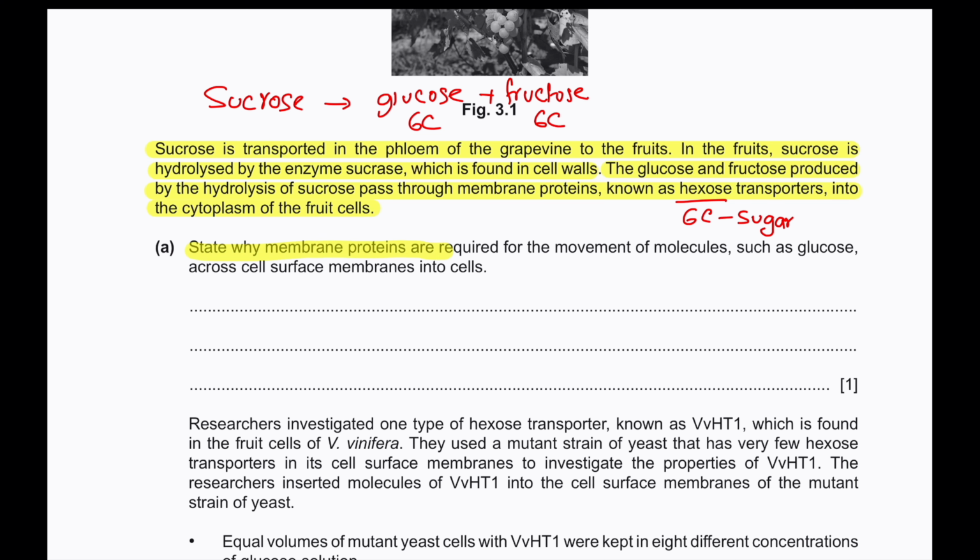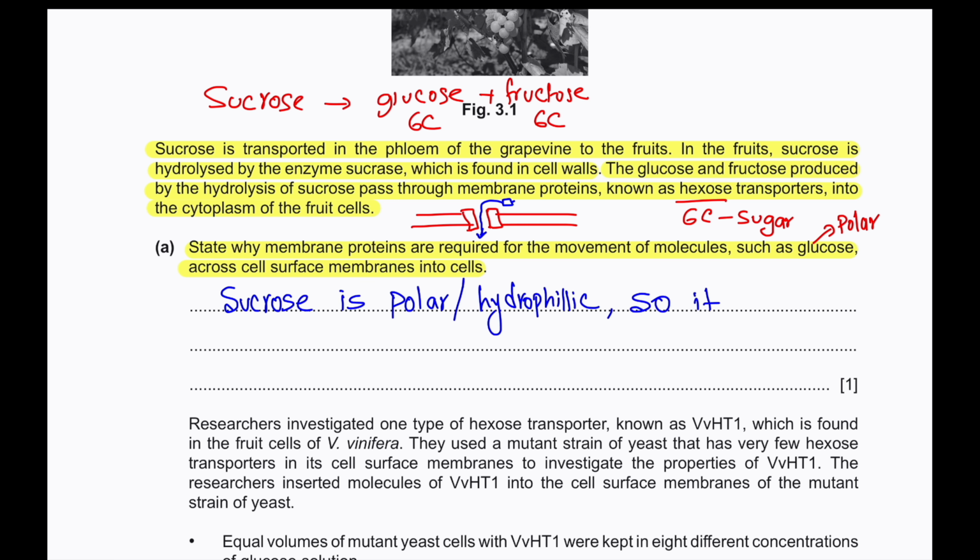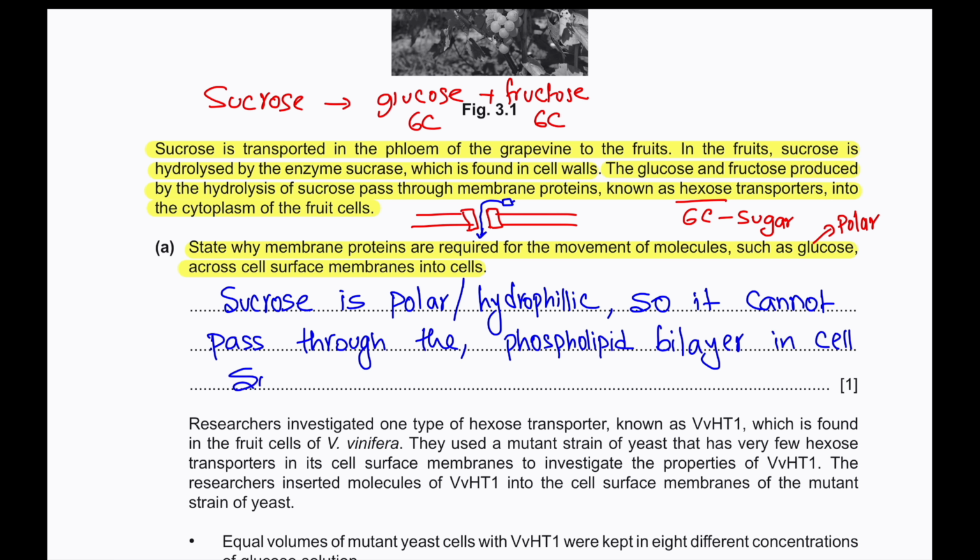State why membrane proteins are required for the movement of molecules such as glucose across the cell surface membrane into cells. Glucose is a polar molecule, and the cell membrane by its nature, the phospholipid bilayer, is nonpolar. So a transport protein creates a channel where molecules like glucose can enter through the channel. So we can write glucose is a polar/hydrophilic molecule. So it cannot pass through the phospholipid bilayer in the cell surface membrane.